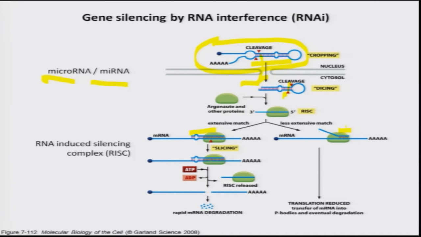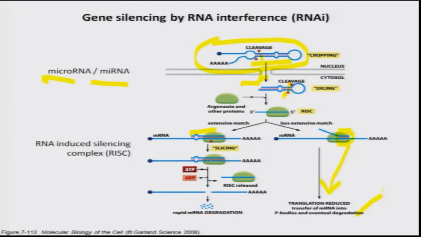One, for example, when they bind like this, something like what is shown here, this can result in translation arrest. Now the RNA is not being translated. The RNA is there, but it is not allowed to translate. The cell gets the message that when this microRNA comes, when they are cleaved and small RNAs are being made, they go and bind and then prevent the translation of the protein. So you are able to block the translation.